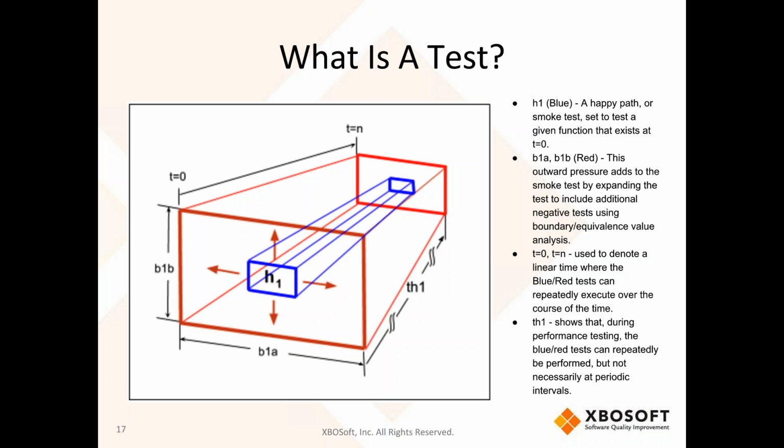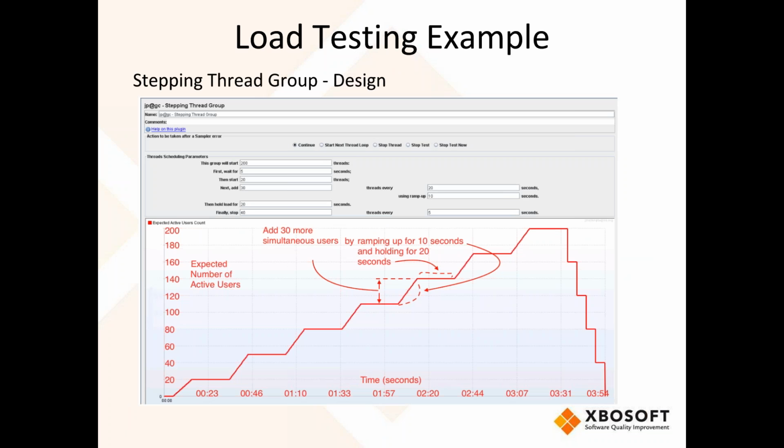So I want to show this real world example. This is JMeter, for anybody that hasn't seen it. In JMeter, I have this stepping thread group function, and what we're looking at is a design of that particular software test. In this design, you'll add 30 users, and I'll go into part of this slope here. You can see the active users over here, and this is over time.